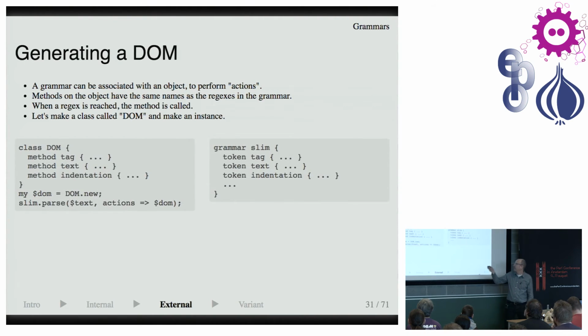So here we have our grammar, which had tokens: tag, text, and indentation. And we're going to make a class that has similar methods, one called tag, one called text, one called indentation. Basically what we have to do is say, here's what you do when you see a tag, or here's what you do when you see indentation. And then creating a new object, we say my $dom = DOM.new. We call Slim.parse, and then the actions parameter sends the object whose methods are going to be called.